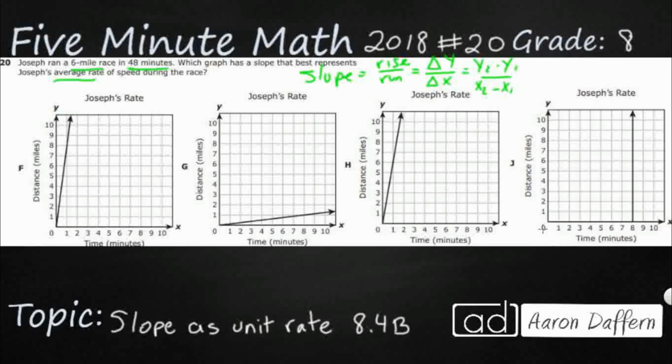So in all of our graphs here, you notice that our distance, so that's going to be miles, is our y, and then our x is going to be our minutes. All right, so we know what our two axes are, miles over minutes. So what do we have from the problem situation? Well, we've got this: 6 miles over 48 minutes.